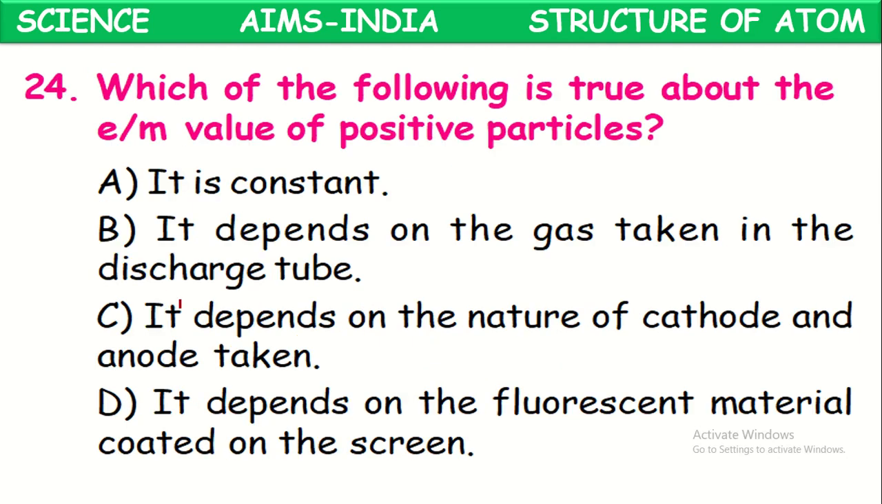Next, which of the following is true about the e by m value of positive particles? Positive particles are nothing but anode rays. So e by m value depends upon the nature of the gas taken in the discharge tube. There it is. So this varies for anode rays or positive particles from gas to gas. It depends upon the nature of the gas taken in the discharge tube.